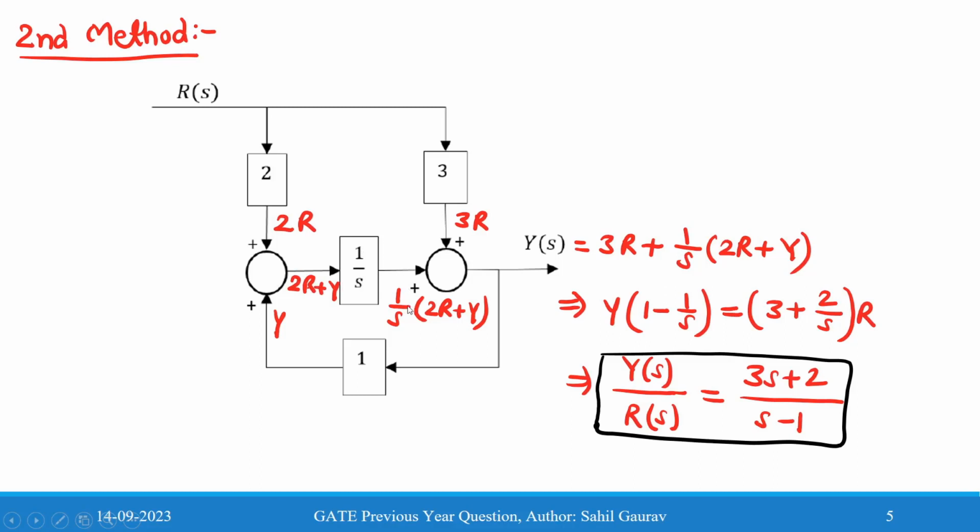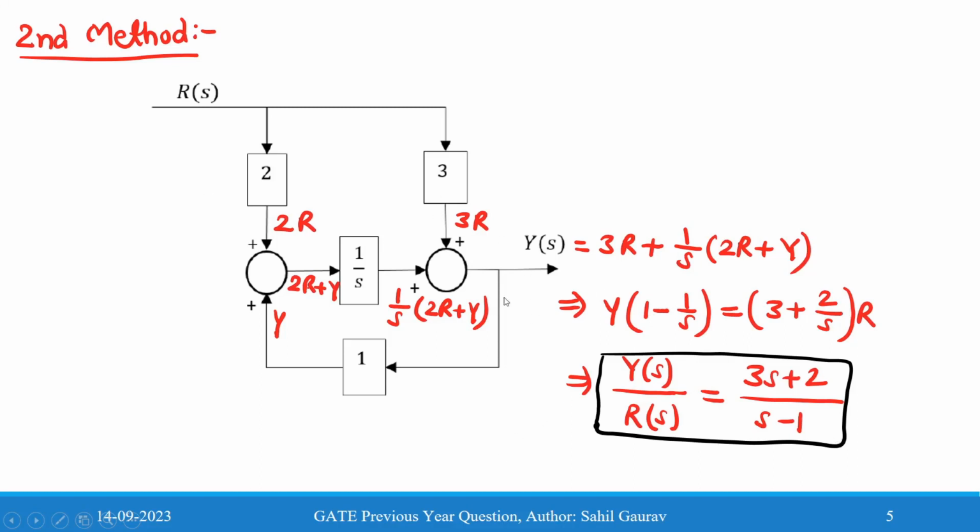After that we get 1 by s into (2R plus Y), and 3R is coming from this block, and the whole thing comes out as Y(s). So we can write Y(s) is equal to 3R plus 1 divided by s into (2R plus Y), and on simplifying this we will get this expression.